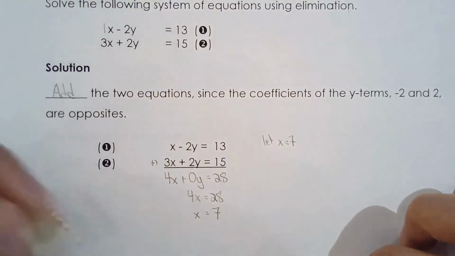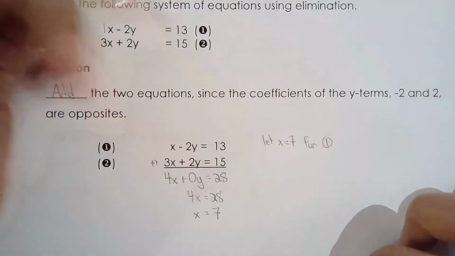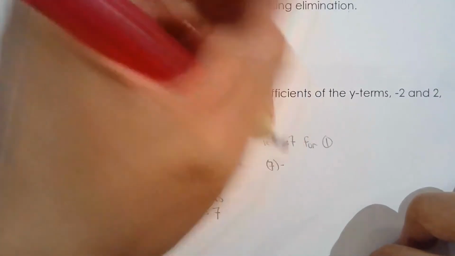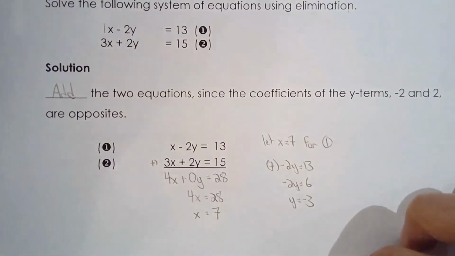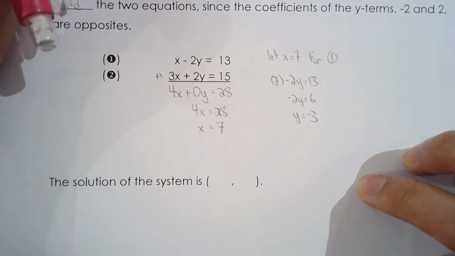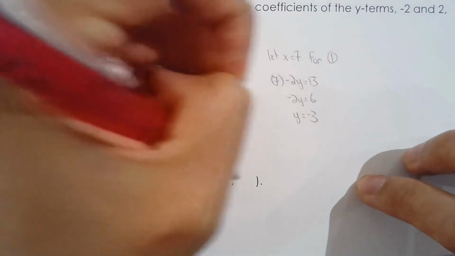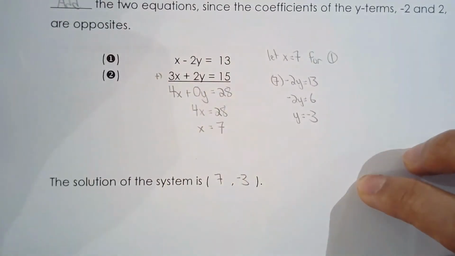All right, so let x equal 7. We're not done, by the way. We have to solve for y. Let x equal 7 in equation 1. It's a little easier. So 7 minus 2y equals 13. So negative 2y equals 6. Y is equal to negative 3. So therefore, the solution to the system is 7, negative 3.